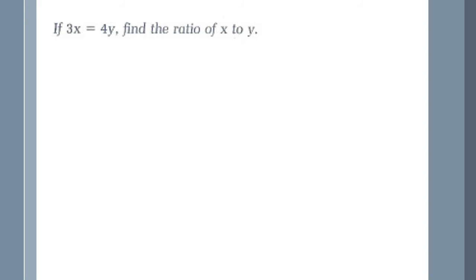Okay, this is a type of problem that gives a lot of guys fits, and it's really not as hard as you might think. We want to find the ratio of x to y. So 3x equals 4y. Now the ratio of x to y is going to look like this here.